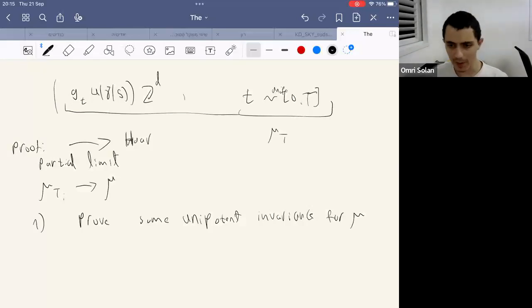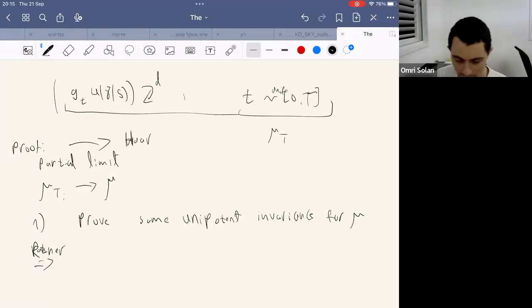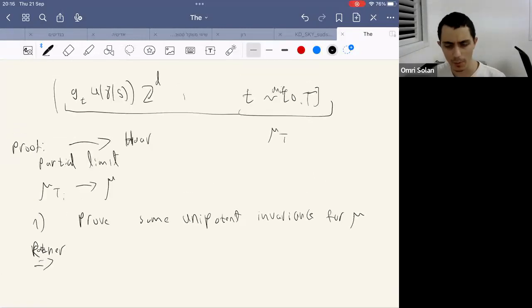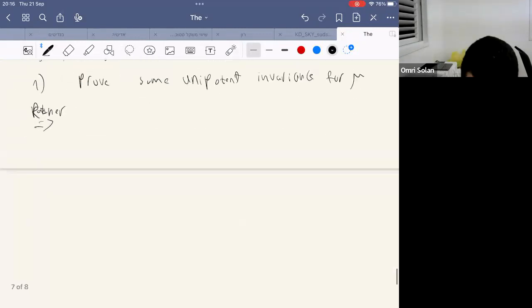Okay, now we may use Ratner's theorem and deduce that mu is a combination of algebraic measures.